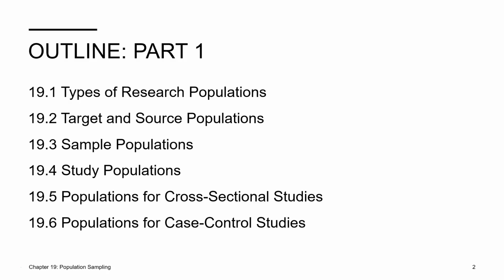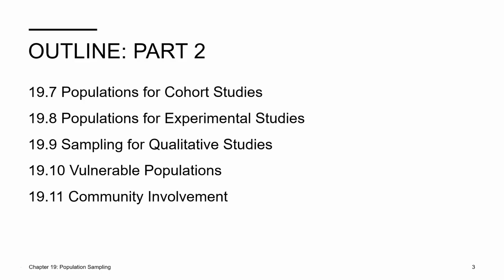So Section 19.6 covers populations for case control studies. Section 19.7 covers populations for cohort studies. Section 19.8 covers populations for experimental studies. And Section 19.9 covers sampling for qualitative studies. Section 19.10 covers vulnerable populations. And finally, Section 19.11 covers community involvement.